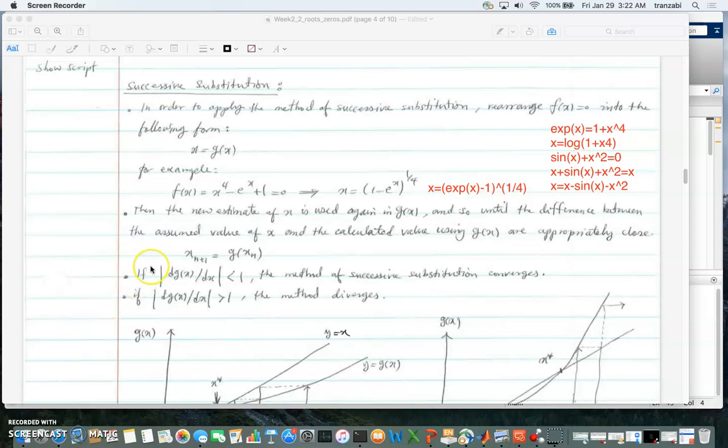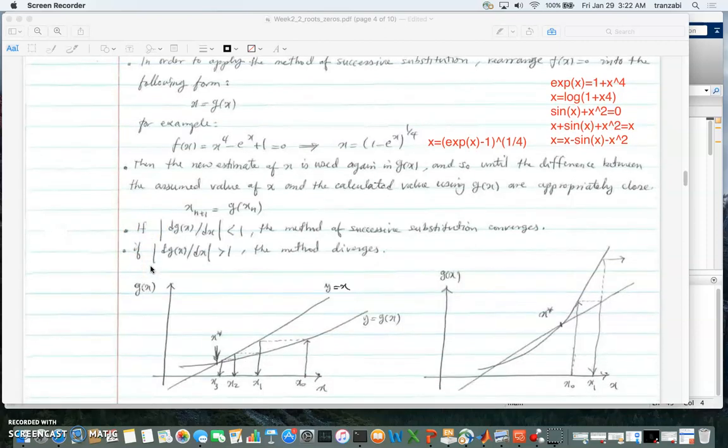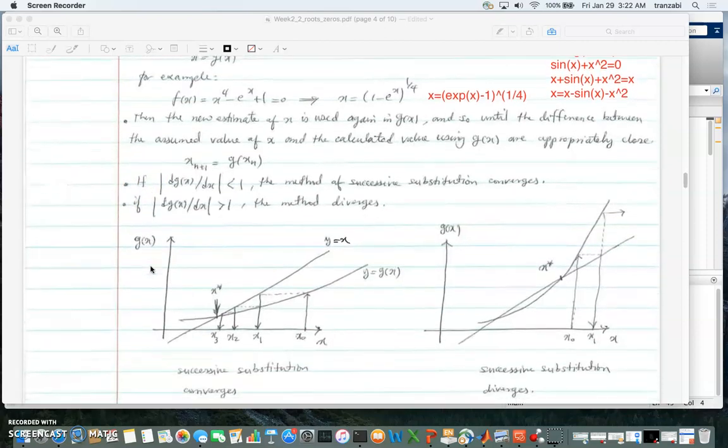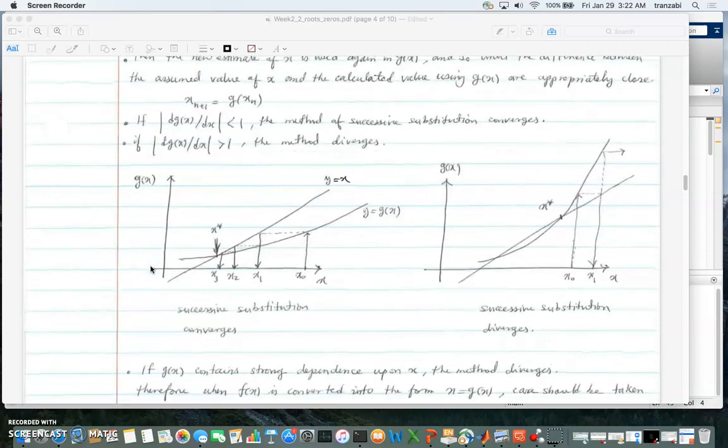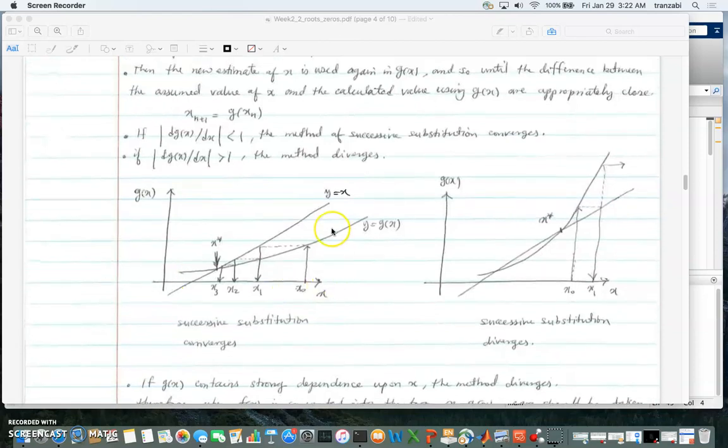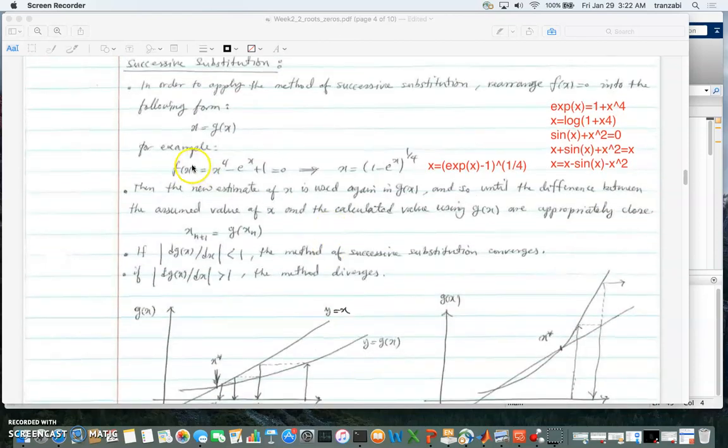So imagine we have a function f of x, and we want to find the root of the function. So imagine the function looks like this, just for example, x to the fourth power minus exponential of x plus 1 equals 0. And you want to find the root of this using successive substitution.